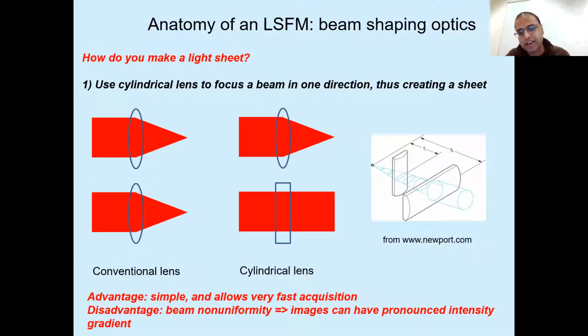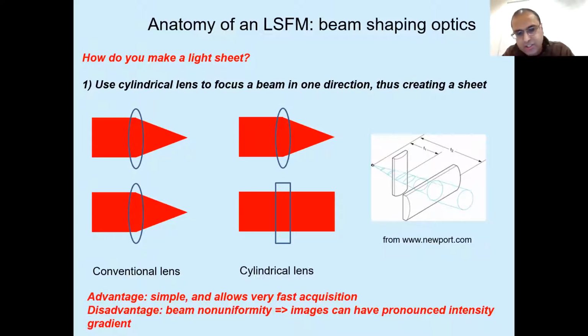If you look at that illumination profile after the cylindrical lens in the vicinity of the focus from the right direction, it's as if you don't have any focusing. And so this looks like a light sheet. And this method is one of the older methods, but it's still used today. And the advantage is that it's simple. You just put in this optic after a laser beam and you can get a light sheet.